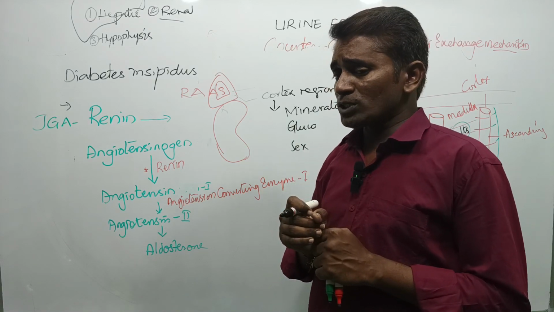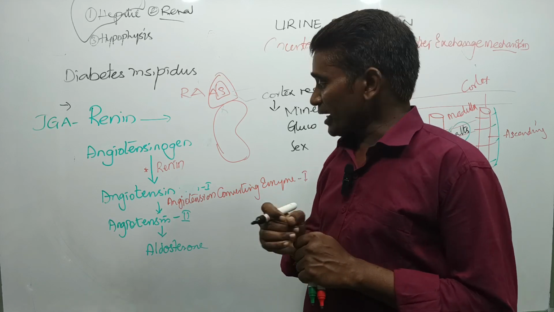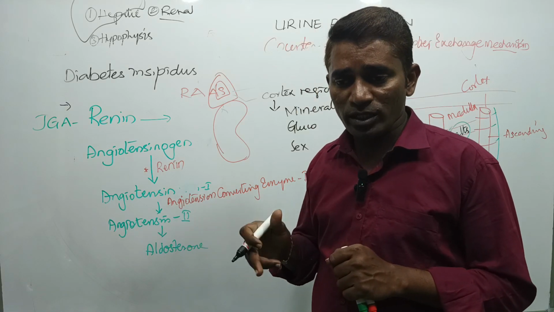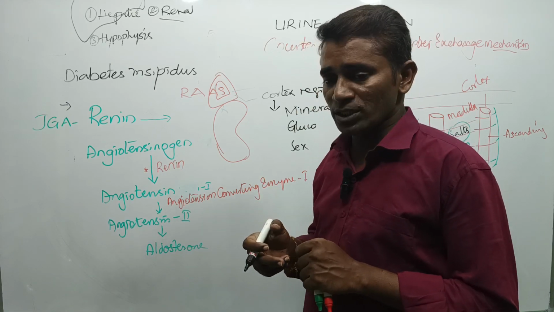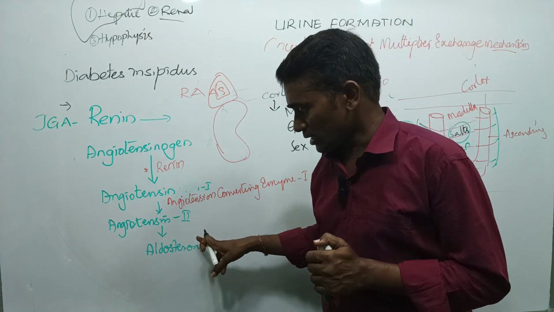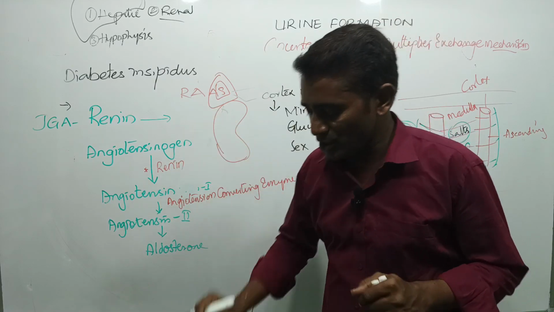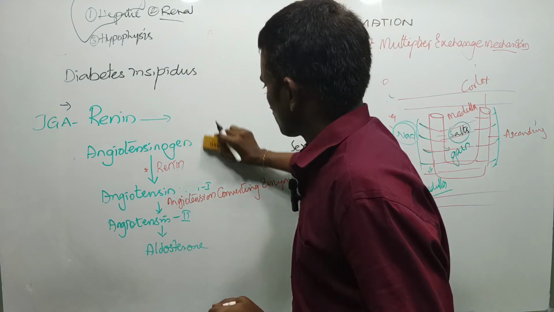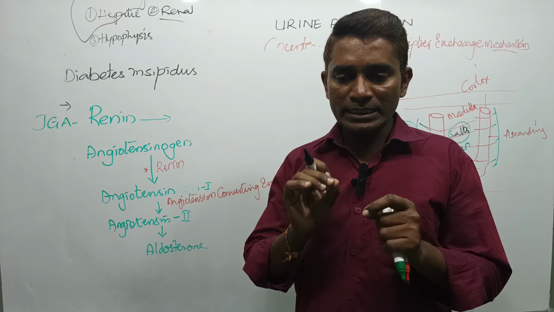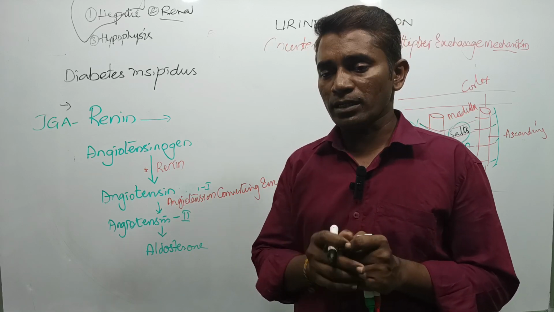Angiotensinogen becomes angiotensin 1 by the action of renin. Again, angiotensin 1 becomes angiotensin 2 by the action of angiotensin converting enzyme. This angiotensin 2 again acts on aldosterone. Aldosterone in turn stimulates reabsorption of minerals itself. So this is the RAS system, the renin angiotensin aldosterone system. This system always enhances reabsorption of water and minerals.